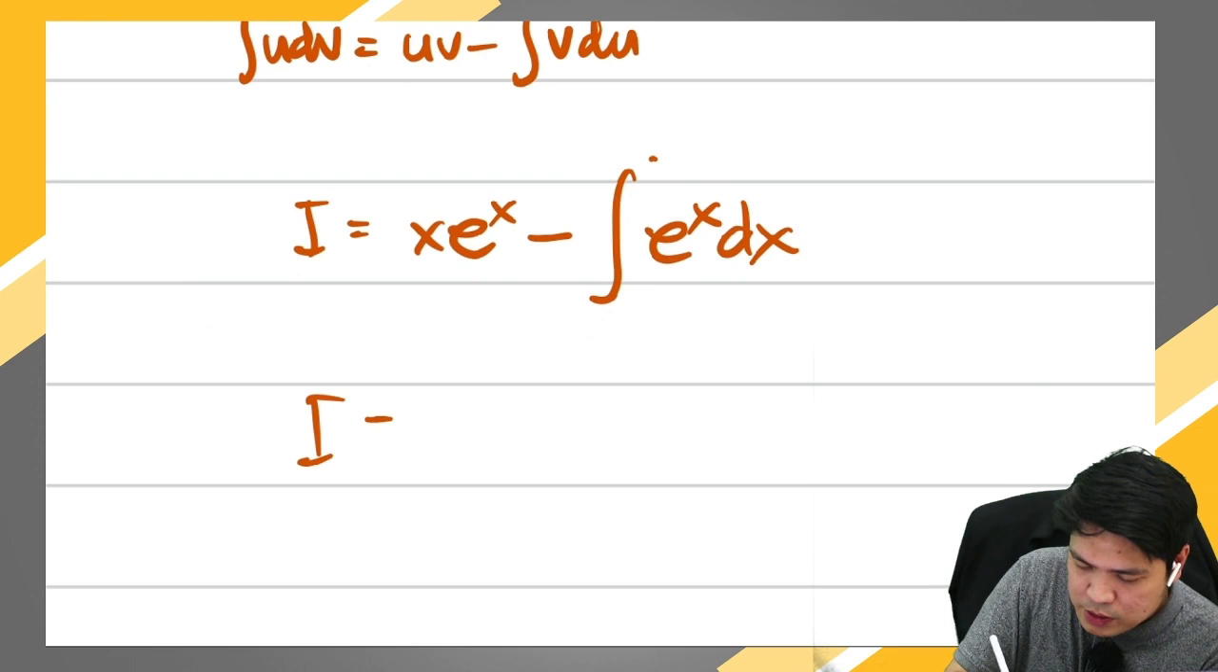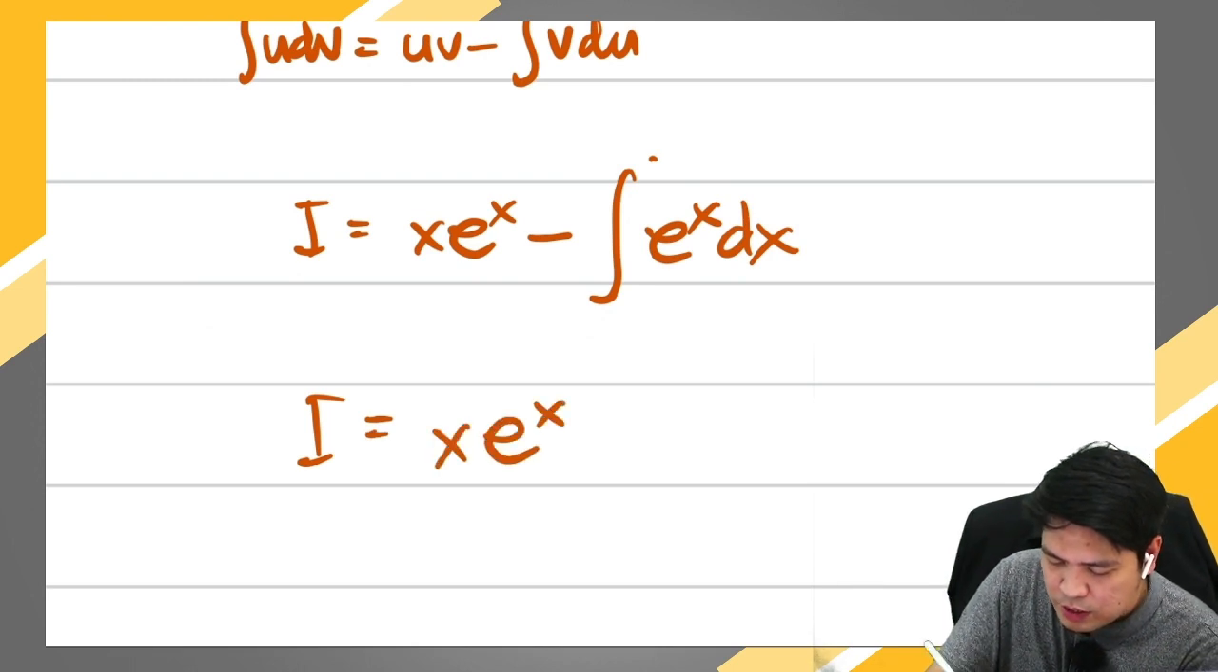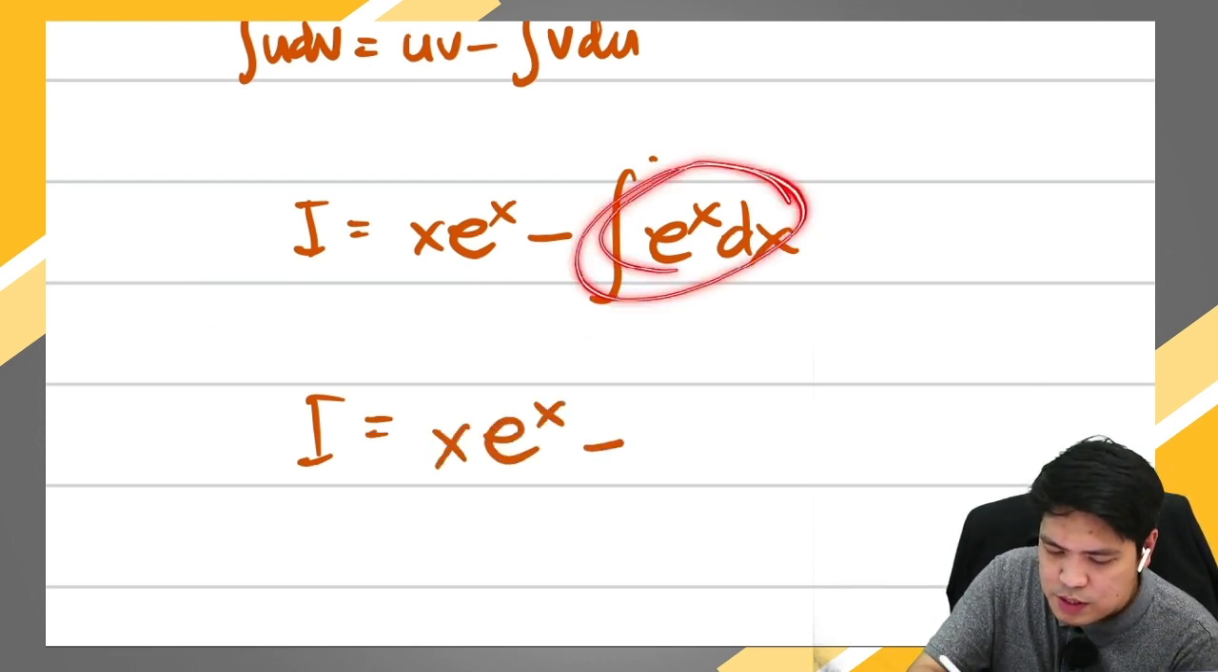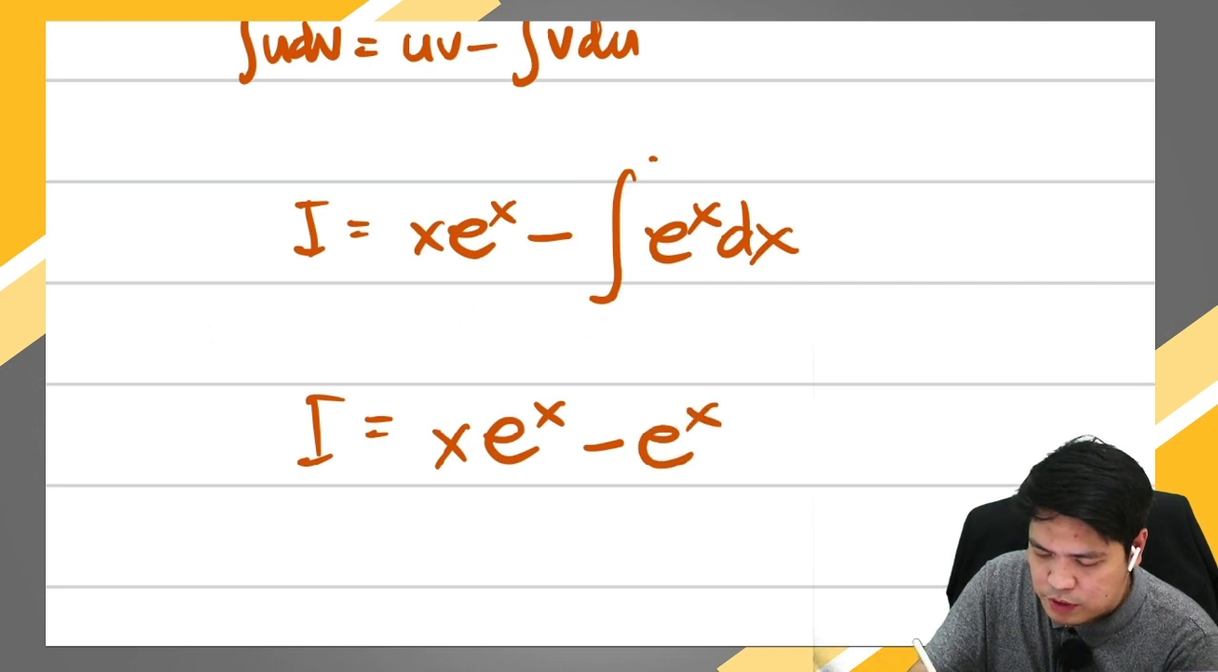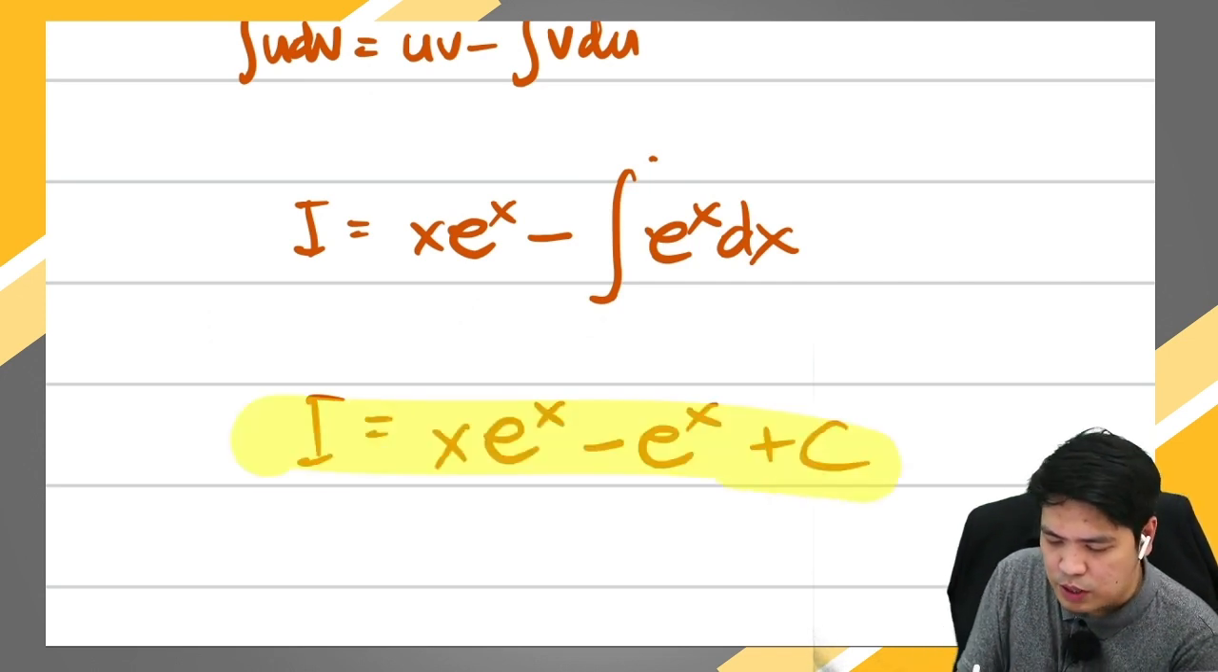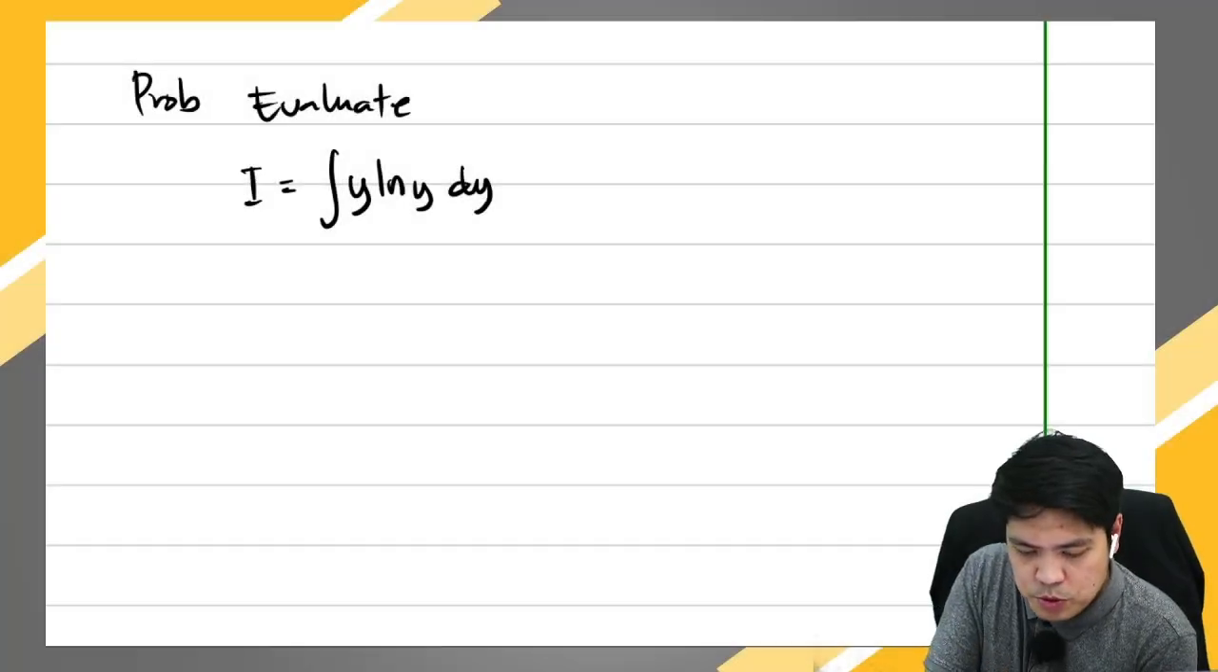So therefore, we have our answer. That's x exponential x minus the integral of this, which is just itself, then plus c. And that is our answer. Now let's proceed to another example.